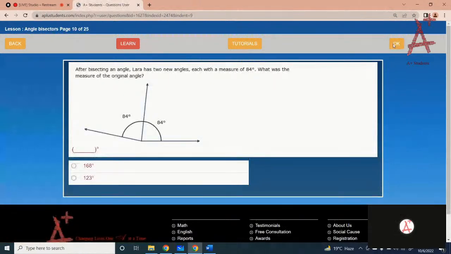Okay, after bisecting an angle, Lara has two new angles, each with a measure of 84 degrees. What was the measure of the original angle? So for the original angle, you have to add them. Both of them have 84, or you can multiply them. 84 times 2 is 168. Got it?